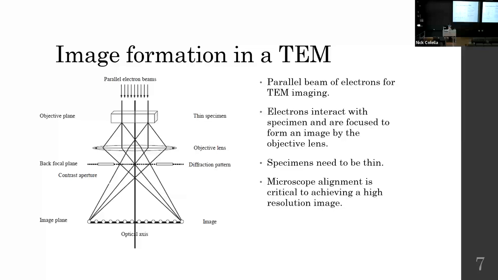Then we have a lens, which focuses these so that electrons which interact with different parts of the specimen are formed in an image plane. So up here, they're all focused down to here. Up here, they're all focused down to here. And so therefore we have an image, and that's what we're going to take away and analyze. In order to do this, the samples need to be thin enough to get the electron beam through. So that's definitely a criterion for TEM that we don't have in SEM. And we spend a lot of time when we're setting up the microscope, making sure the alignment is as good as possible so that we can get as good an image as possible.